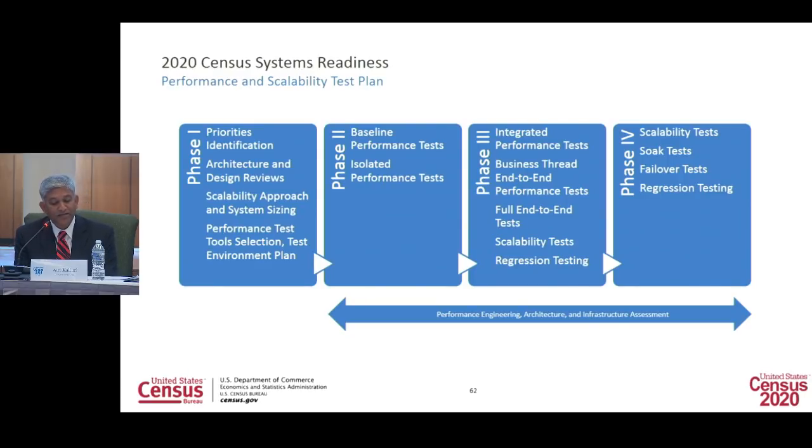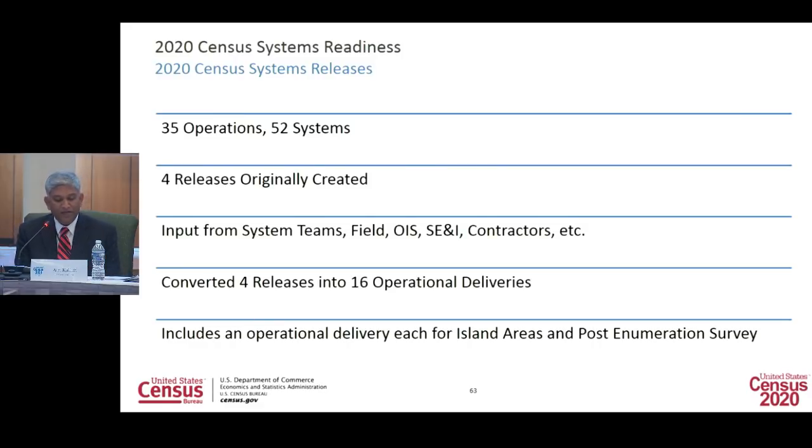All of these tests are repeated until there is confidence in our ability to meet the non-functional and scalability requirements of the 2020 census. All through the phases, our performance engineers, architects, and infrastructure support engineers from across the organization monitor, troubleshoot, and validate performance test results. And by design, the performance tests are to be completed by the production readiness review dates published in our schedules. Next slide, please. Let me now talk about the 2020 census systems releases.